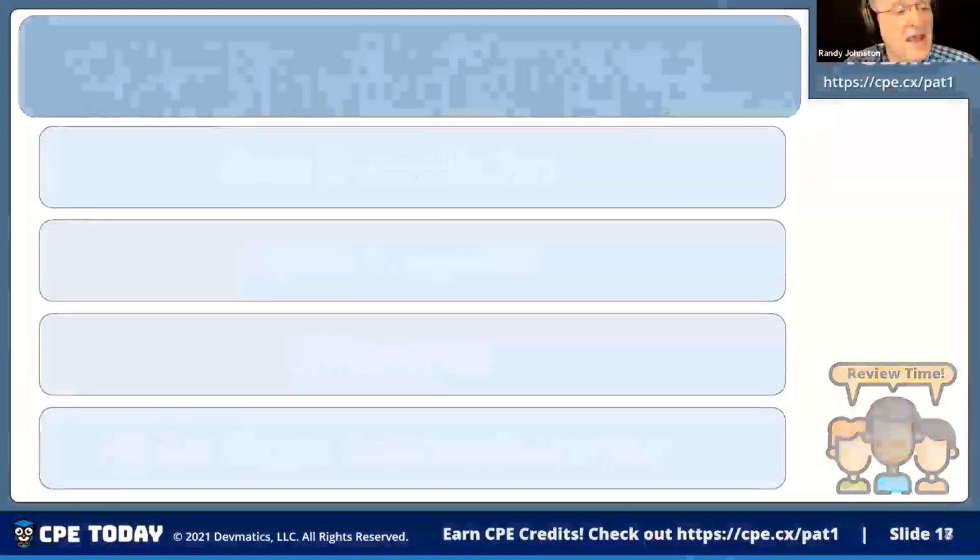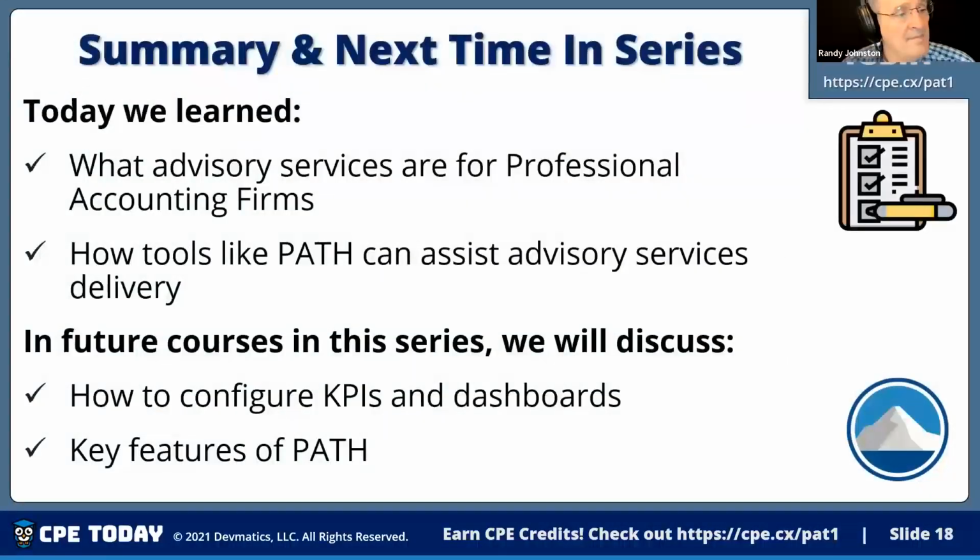So in any case, in our time together, what we've talked about is some of the advisory services that are out there for professional firms, and how a tool like PATH could actually assist you with some of those advisory services offerings. In future courses, we'll talk about how to configure the KPIs and dashboards and some of the other key features of PATH, as it turns out. So I think we'll have that in a future session.